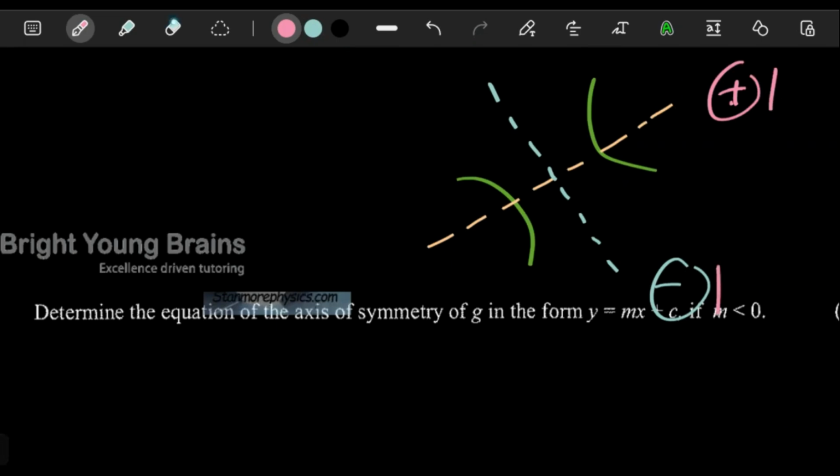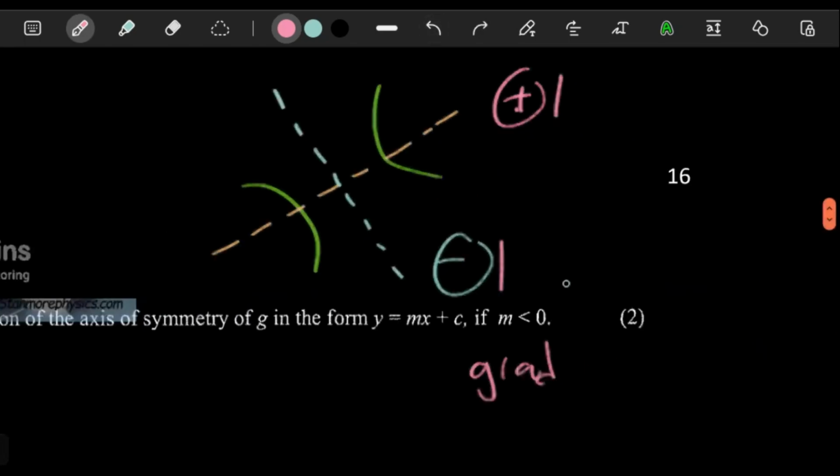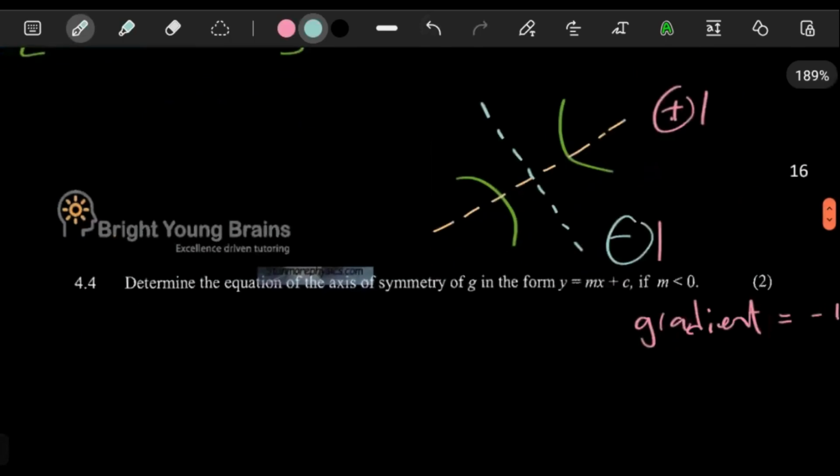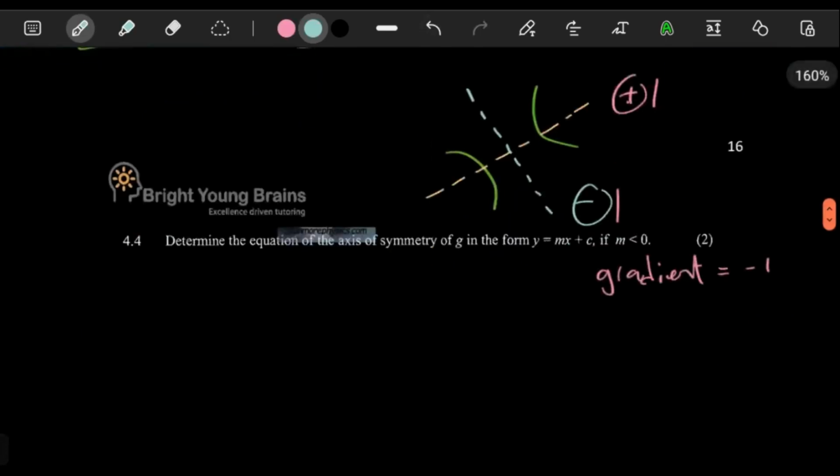So with that knowledge, they're asking us to get the equation of the axis of symmetry, the one that has a gradient that is smaller than 0. Obviously, if they're talking about a gradient that is smaller than 0, they are talking about the one where the gradient is -1. So already what you know is, in whatever equation they ask you about an axis of symmetry, the one thing that's always given is which one they want, the positive one or the negative one.